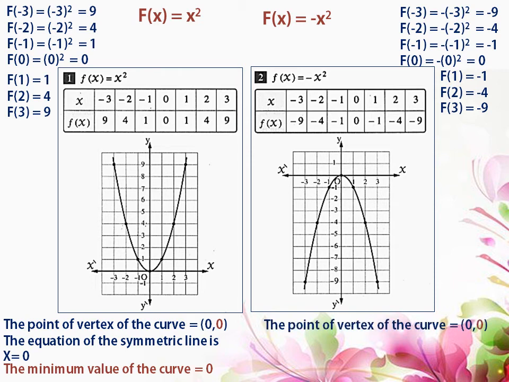By the same way, in the second graph, the point of the vertex of the curve is (0, 0). The first value here, 0, is the equation of the symmetric line, like this. The equation of the symmetric line is x equals 0, but in this case there is no minimum value. The value here is a maximum. The maximum value is the second projection, y equals 0. So the maximum value equals 0.